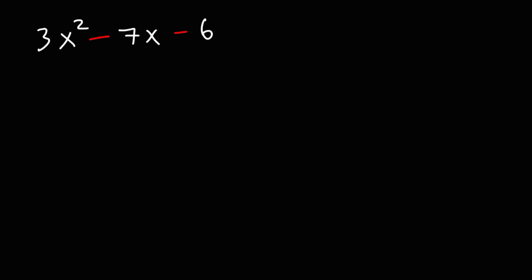Now for the sake of practice, let's work on another example. And for this one, we're not going to try to solve the equation because you already know how to do that at this point. We're simply going to focus on factoring the trinomial. Well, since the leading coefficient is not 1, it's 3 this time, we're going to multiply the leading coefficient by the constant term. So 3 times negative 6 is negative 18. And then we're going to look for two numbers that multiply to negative 18, but add to the middle coefficient of negative 7.